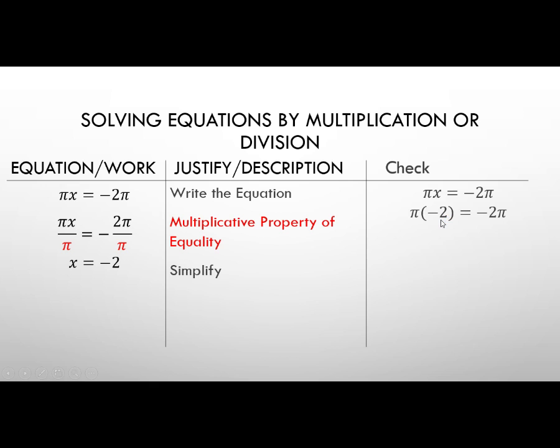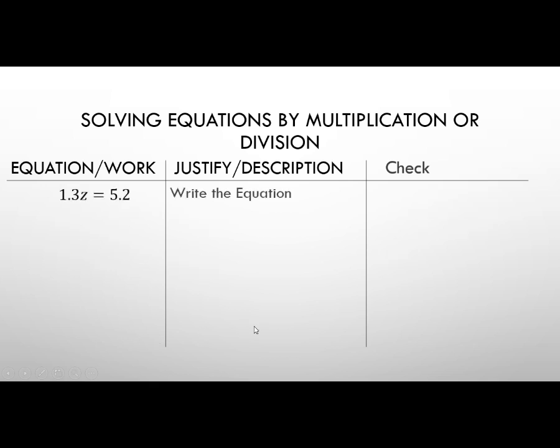Now, order in multiplication doesn't really matter. 5 times 3 is 15. 3 times 5 is 15. So this pi times negative 2 can be rewritten as negative 2 pi, which just happens to equal what the right-hand side said. So this is true. Those two sides are equal, meaning that x does equal negative 2. That was the correct answer.